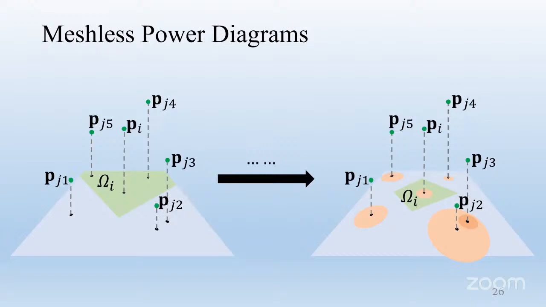So after some number of clippings, the termination condition will finally be reached. So the power cell is generated. See the green cell in the right figure. That is the power cell of Pi. Once all cells are generated, the power diagram is obtained.